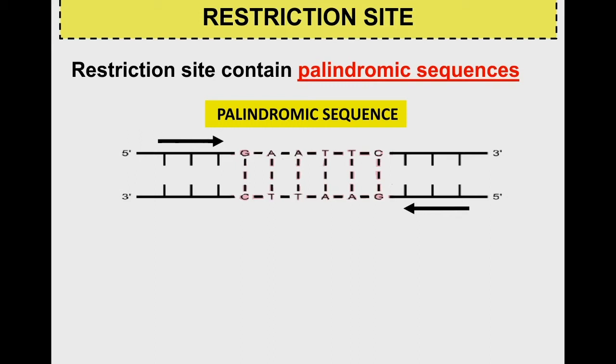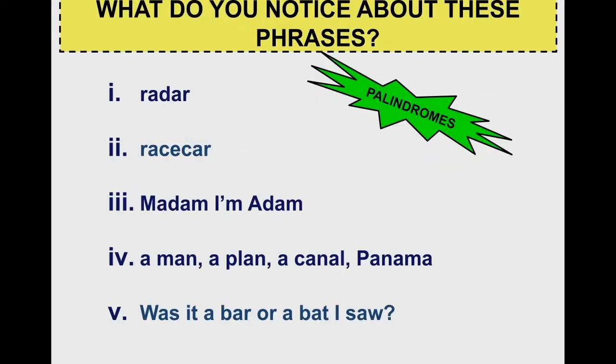What is restriction site? Restriction site contains palindromic sequence. Palindromic means a word, phrase, or sequence that will sound the same if you read it forward and in the opposite way. Let's try this example. What do you notice about these phrases? Let's try the first one.